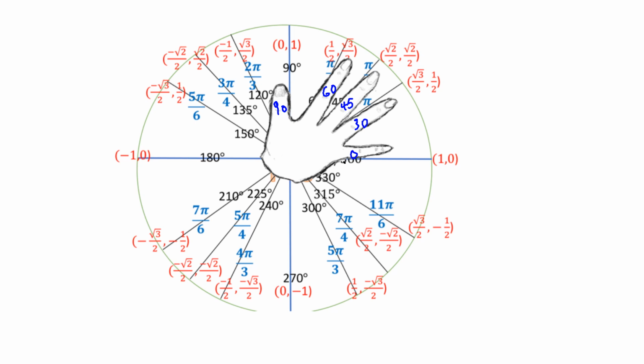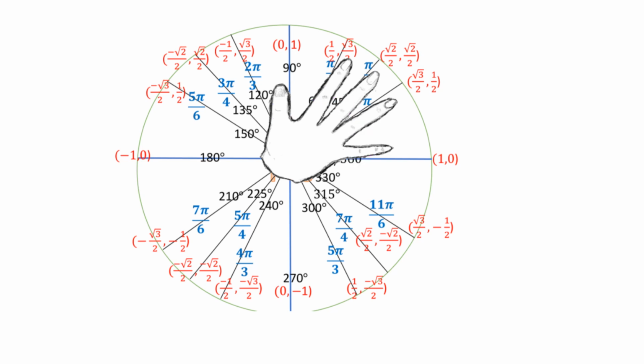So again, the first finger would be 0. The next finger is 30. The next finger is 45. Then 60. Then 90. So again, 0, 30, 45, 60, 90. At this point, maybe you can pause the video and try to see if you can remember what each finger represents. So again, the fingers are 0, 30, 45, 60, and 90.